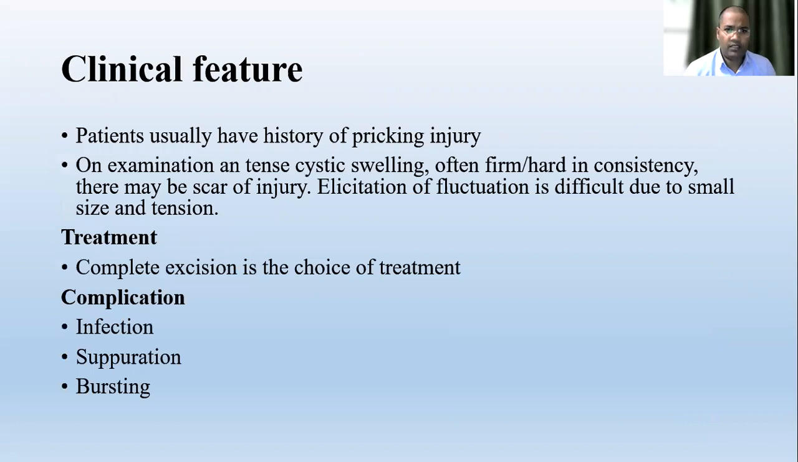The clinical features: usually the patient has a history of a pricking injury. On examination, you find a tense cystic swelling, often hard in consistency. There may be a scar of injury. Elicitation of fluctuation is difficult due to the very small size, but if it is bigger, then fluctuation may be there. Here, the treatment of choice is also complete excision. Complications may happen, and the method of excision is similar.